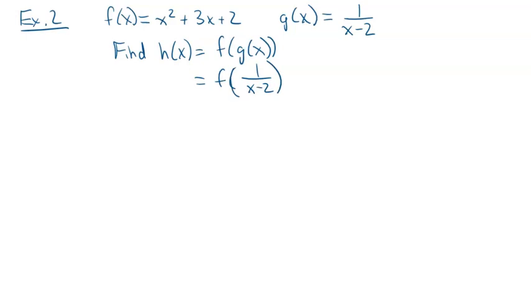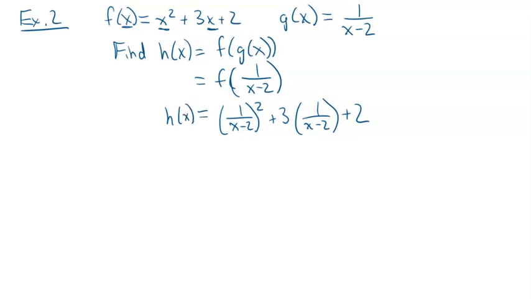I'm replacing g of x as 1 over x minus 2. So everywhere we see the x, we're replacing it in the f of x function with 1 over x minus 2. So this is going to look like this. I have an x squared. I'm going to replace that with 1 over x minus 2, all squared. And then plus 3, and I have a 1 over x minus 2, and then plus 2. And I could take that further and simplify it further, but that is what h of x would be.